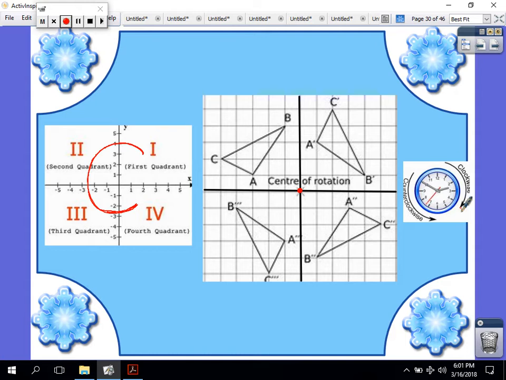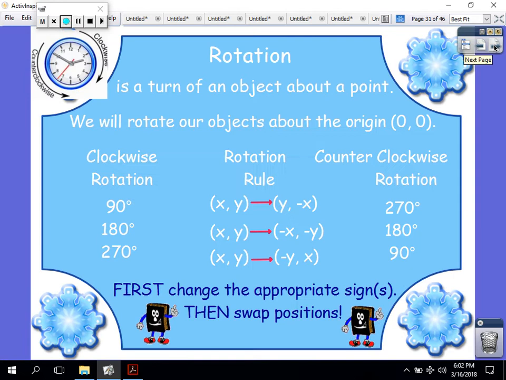But we don't always move in a clockwise direction when we're rotating. Sometimes they go counterclockwise, which would be the opposite direction. So if you started in quadrant 1 and you went counterclockwise, you would go from quadrant 1 to quadrant 2 to quadrant 3 to quadrant 4. So you need to make sure that you're clear on which direction is clockwise and which one is counterclockwise. Okay? All right, so now we have some rules that we can use to help us with rotations.